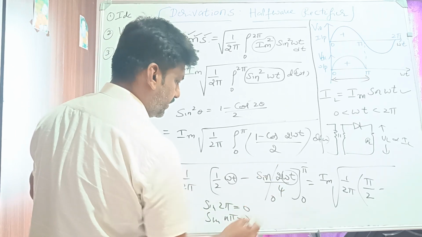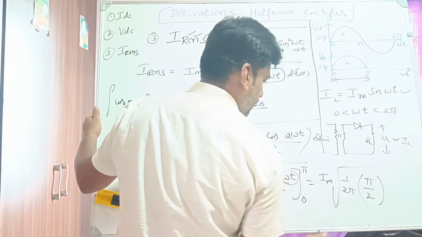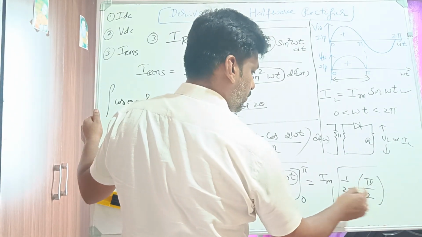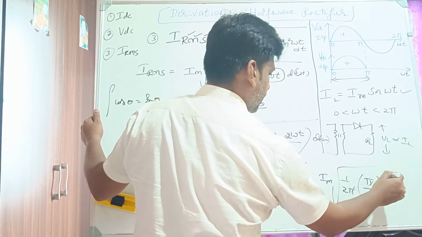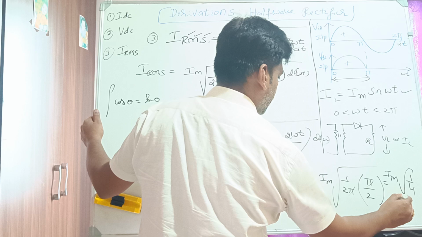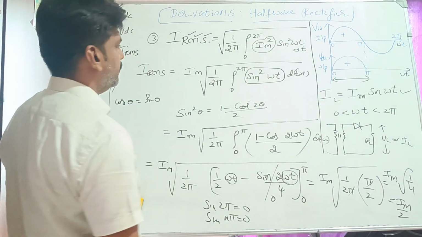So this whole thing is 0, right? So you will end up with only this part, right? So now pi and pi will get cancelled. 2 2s are 4. So you will get Im into 1 divided by 4. So if it came out, Im by 2, you will get root of 4 is 2.